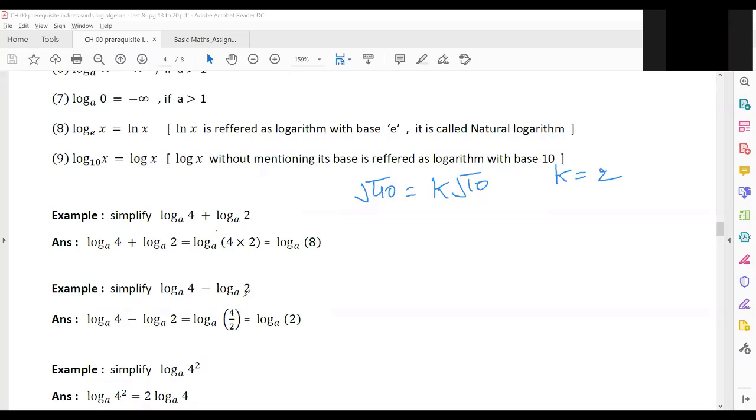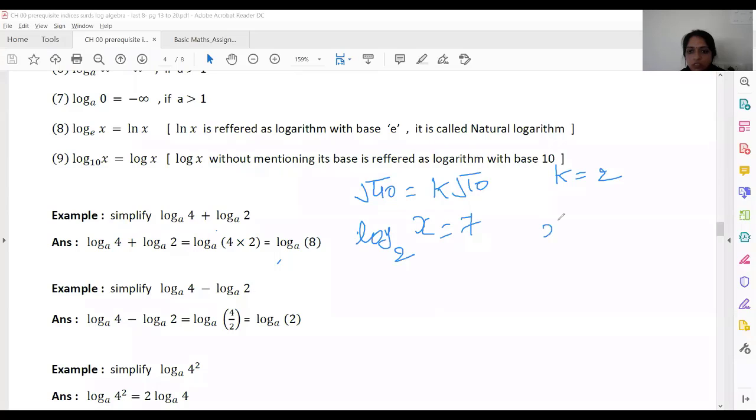Now log base 2 x is equal to 7. Now what is your x? 49? Your x is not 49. 2 raised to 7, yes, 128. Perfect. 2 raised to 7, so 128.